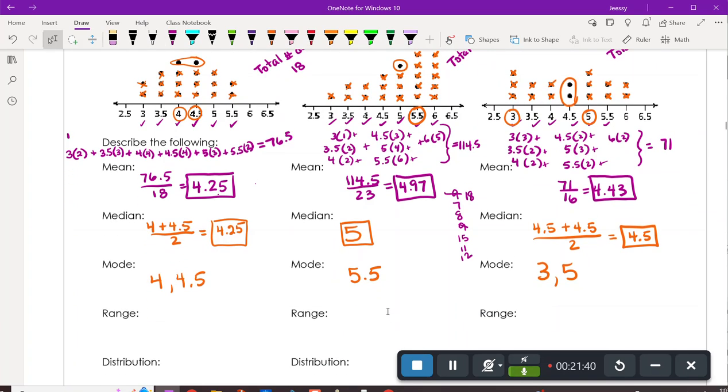The range. The range is the largest minus the smallest number. So in this case, the range is going to be the 5.5 subtracted 3. There you go. The range for this one is going to be the largest number subtract the smallest number. The range over here is going to be the largest number subtract the smallest number.